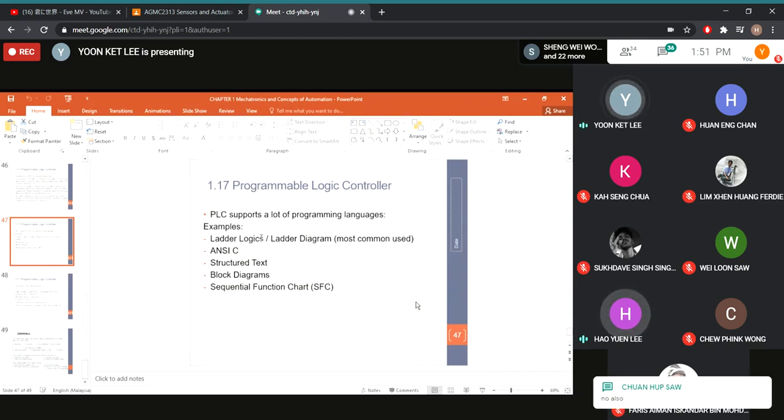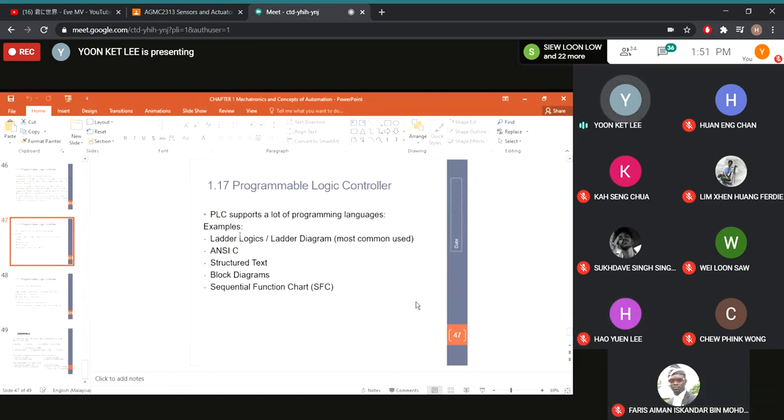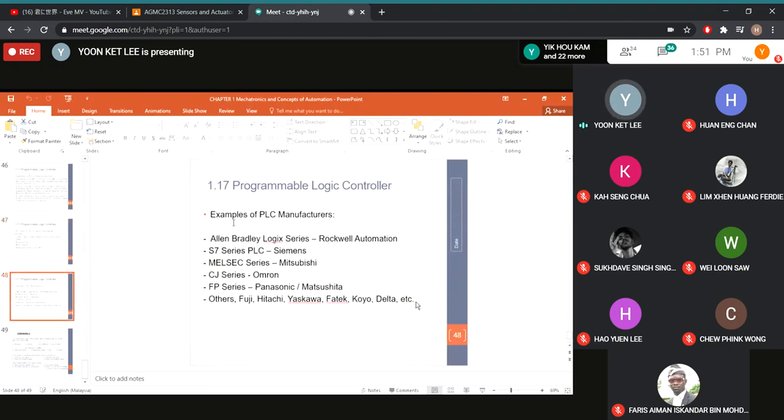Next semester we don't have this, so this one will be a miss. Okay, so you will learn this one in the controller. For DMR, you definitely learn this. Then you will see the ladder logic and all this.